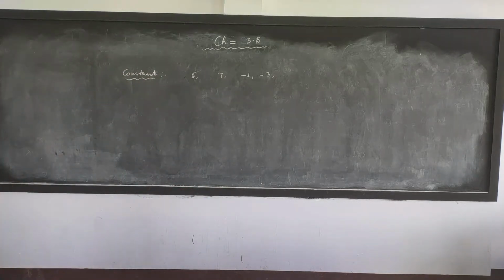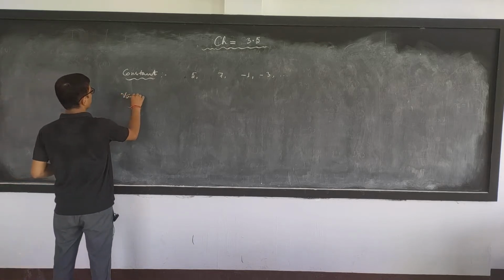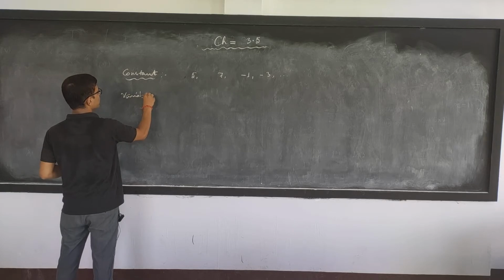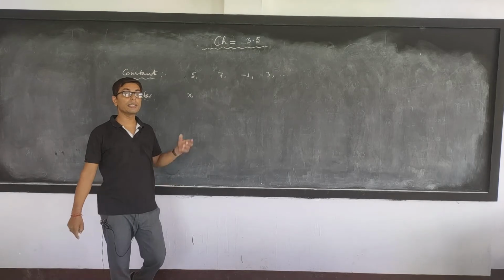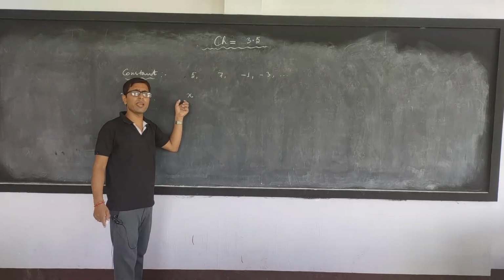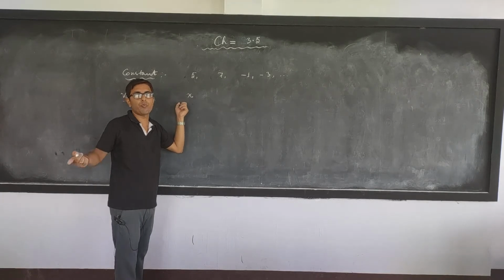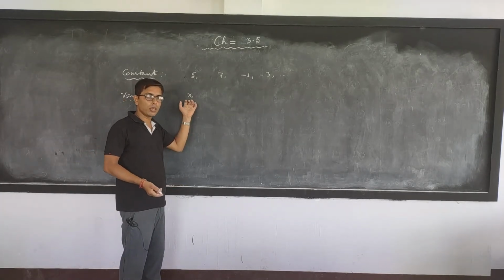Then variables. What are variables? A symbol which may be assigned different numerical values is called a variable. A symbol which can be assigned different numerical values, that means more than one value, is called a variable. Suppose x, what can its value be? x may have different values, it may be 1, 2, 3, 4, whatever. So x is called a variable.